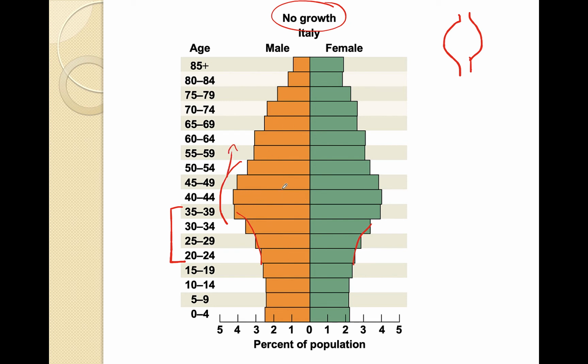So what you can see is we'll see these trends kind of move up these graphs. We've got fewer young people here than we do middle-aged, and eventually we will have fewer middle-aged than we do older people. And so this is a country where there's not really much growth at all.